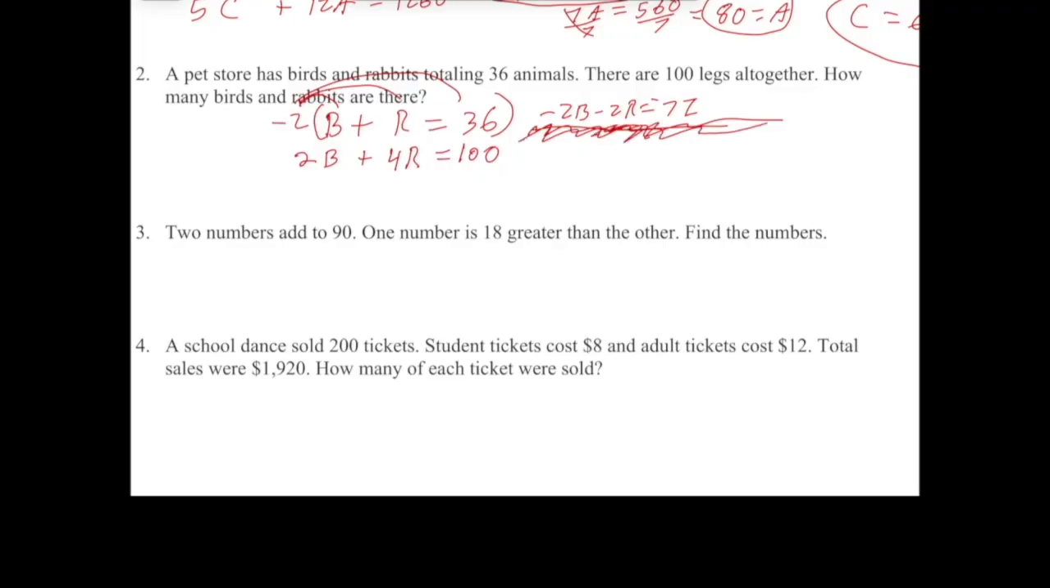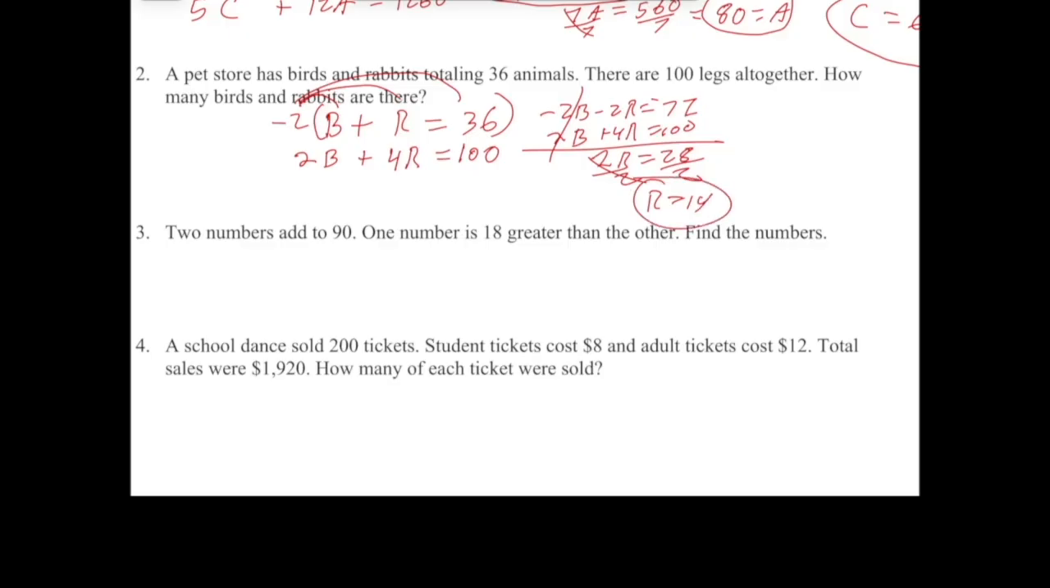Cross out. Wow, this was working so well before. There we go. Now I'm just going to copy underneath it my 2b plus 4r equals 100. Boom. Die. I'm left with 2r equals 28. And when I divide by 2, boom. Rabbits equal 14. I have 14 rabbits out of the whole thing.